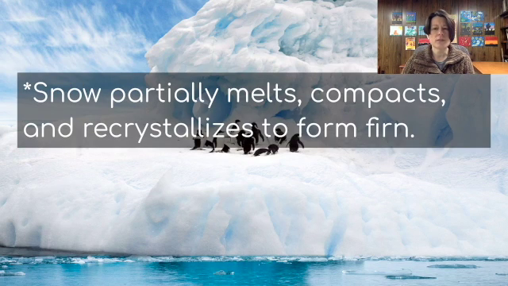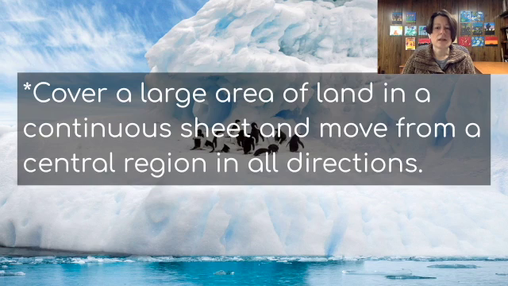The snow partially melts, compacts, and recrystallizes to form firn. Firn is a very grainy kind of ice. And then there's also further compaction, and the ice will go from this white color that has a lot of air in it to actually a blue color. They cover a large area of land in a continuous sheet and move from a central region in all directions.